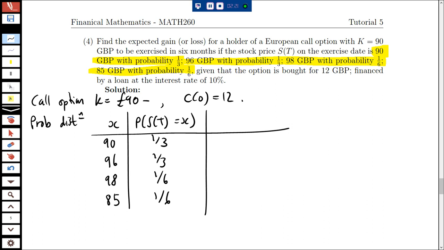So let's work out the payoffs on the call option. It's easy enough to do. Okay, let's calculate: 90 take away 90, 96 take away 90, 98 take away 90, and 85 take away 90. We don't exercise, so 0.